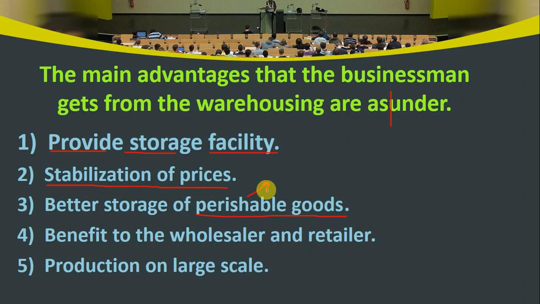Perishable goods are goods that can perish, rot, decay, or spoil quickly. Those types of goods are called perishable goods. So we say better storage of perishable goods. Perishable goods like vegetables, fruits, eggs, etc. are stored in cold storages. The consumers get the supply of these goods at reasonable prices throughout the year.